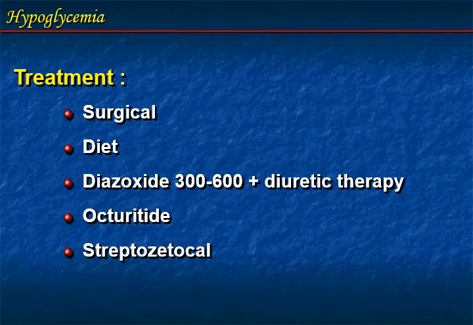Octreotide is a somatostatin analog synthesized through recombinant DNA technology. It diminishes secretion of growth hormone, it diminishes secretion of insulin and glucagon, it produces vasoconstriction of the splanchnic blood area. It's used in the treatment of acromegaly, insulinoma, and ruptured esophageal varices in variceal bleeding.